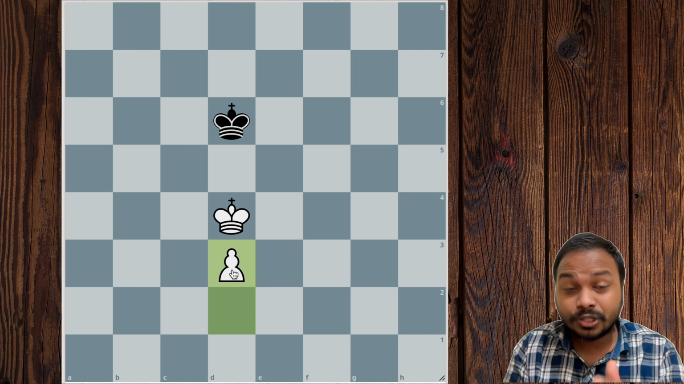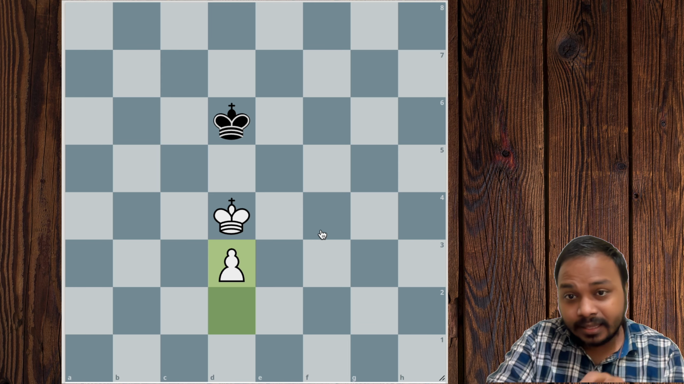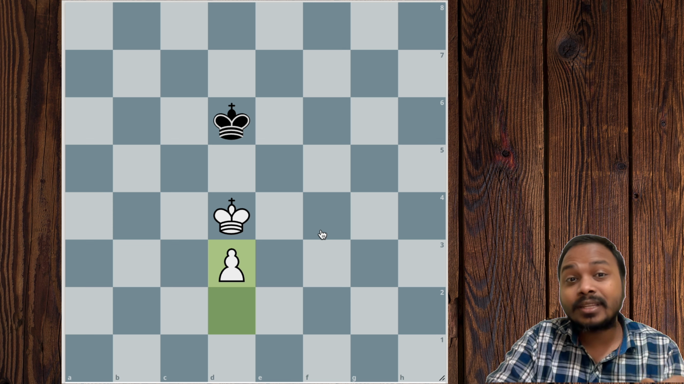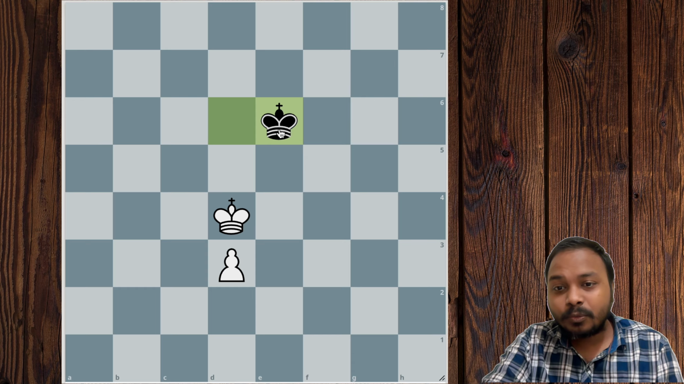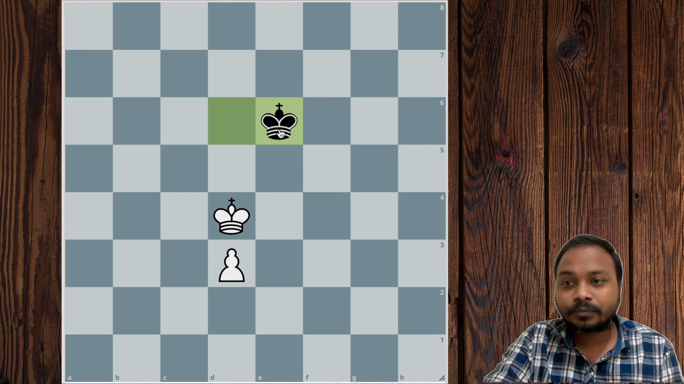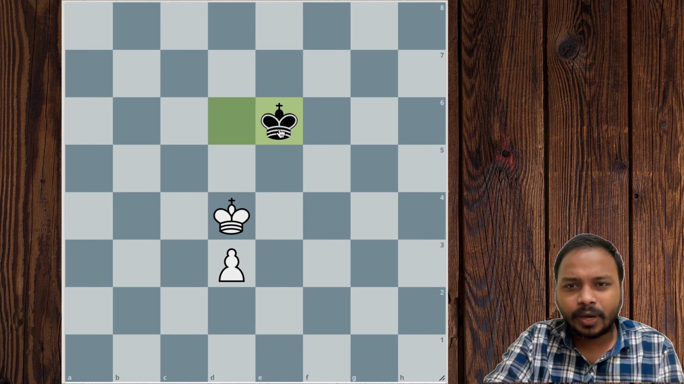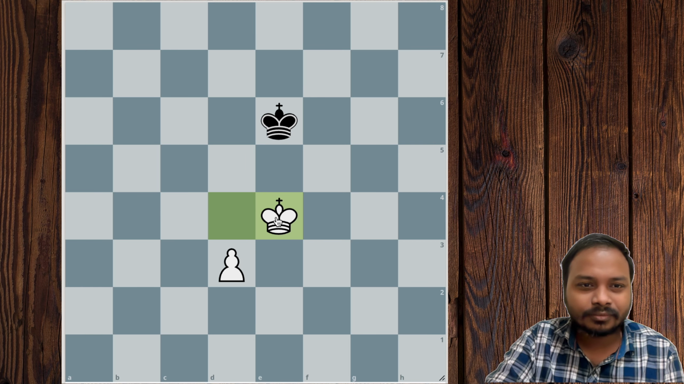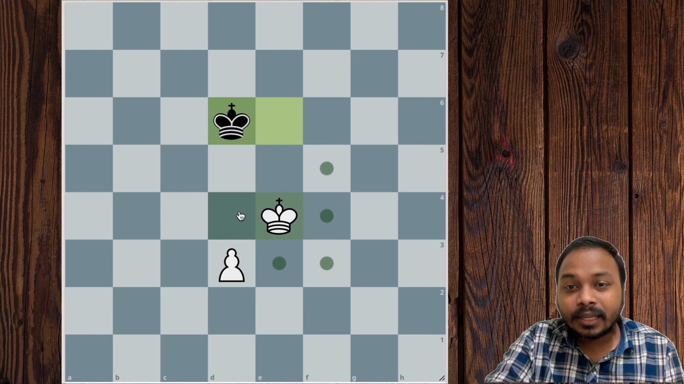In the previous position we saw, it was white's turn. But now, in the same exact position, it is black's turn. And now when black, for example, moves to e6, here white can go for the opposition also, and this move back.